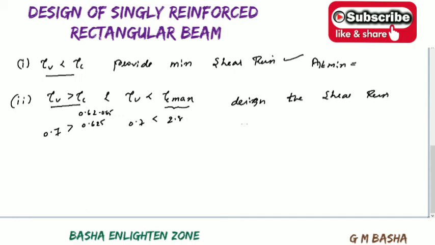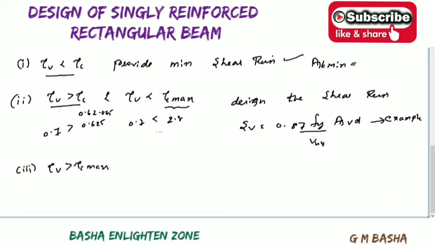somewhat different. That means Sv will be equal to 0.87 Fy Asv d by Vus. So maybe in the next example I will show you this type of shear reinforcement design. And for example, if in your case tau v is greater than tau c max, so in maximum cases it will be greater than some 3 like that, at that time you better go for redesign of the entire problem. If your shear is like this, you can go for redesign.